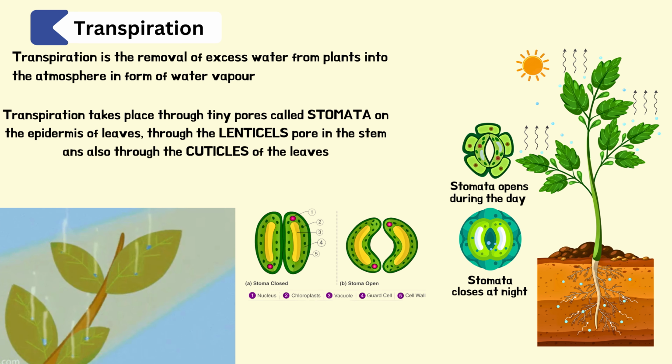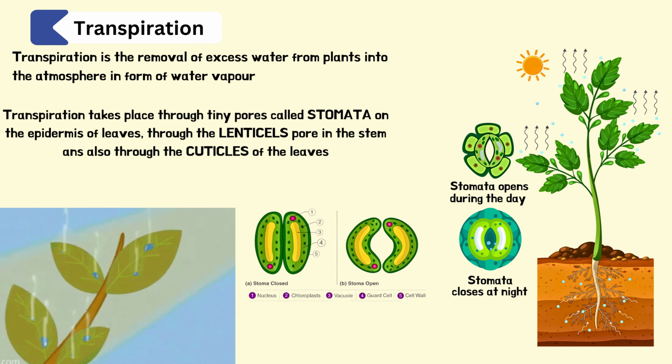Transpiration. Transpiration is defined as the removal of excess water from plants into the atmosphere in the form of water vapor. Plants are capable of losing excess water through three outlets. Number one, the stomata in the leaves, and this process is called stomatal transpiration. Number two is through the lenticels in the stem, and this process is called lenticellular transpiration. Lastly, through the cuticle of the leaves, and this is called cuticular transpiration.